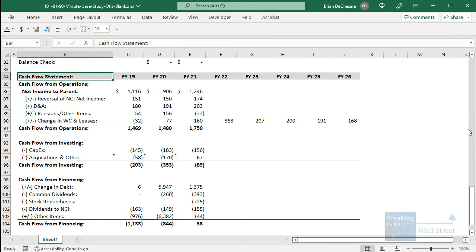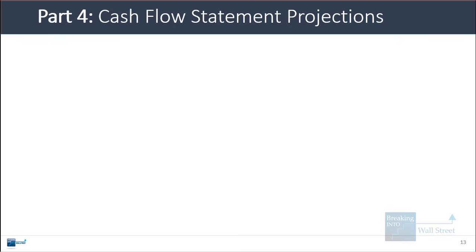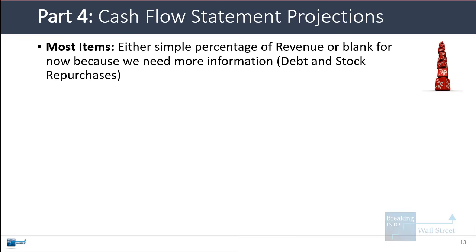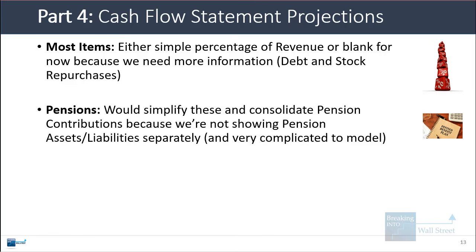So let's go to the cash flow statement in this next part. Once again, I have some tips in slide format here. Most items are going to be either a simple percentage of revenue or they're just going to be blank for now because we need more information. For example, for things like the debt issuances and stock repurchases, we can't really say too much at the moment because we need to finish more of the model first.